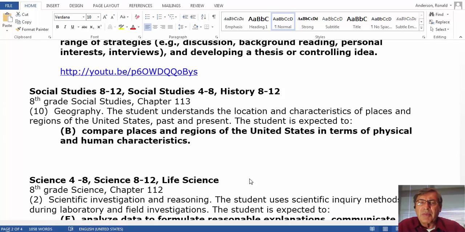First is compare. The students are going to compare. You, the teacher, are going to model comparing. Perhaps you will compare two regions of the United States. Maybe you'll compare them in regards to their physical characteristics. You might characterize them in terms of their human characteristics.